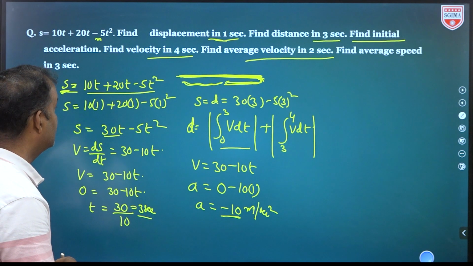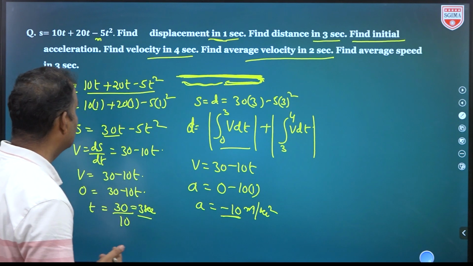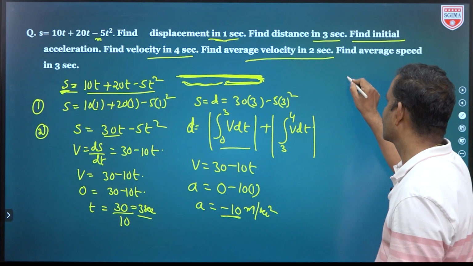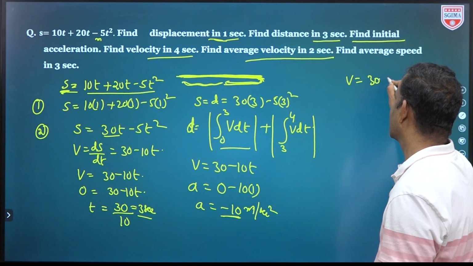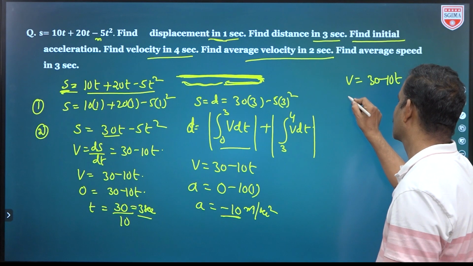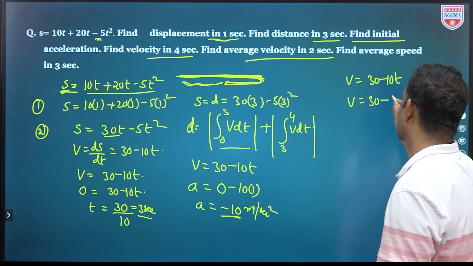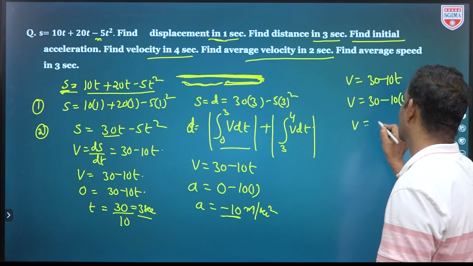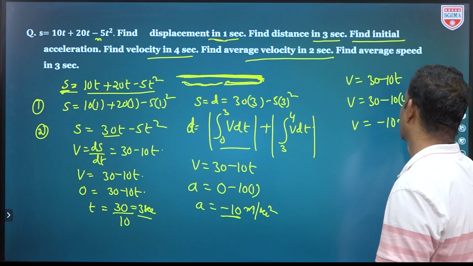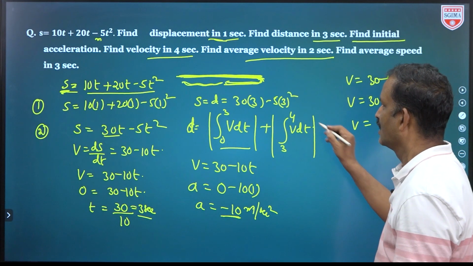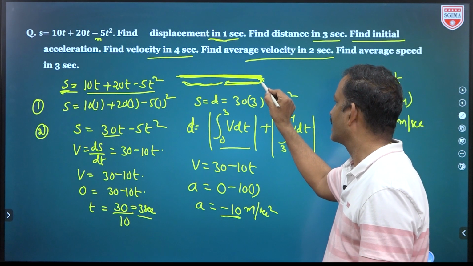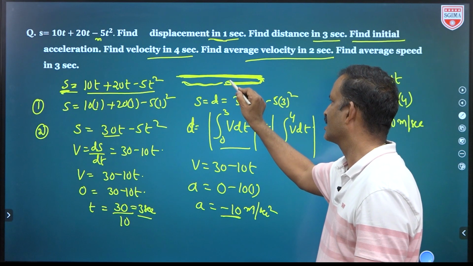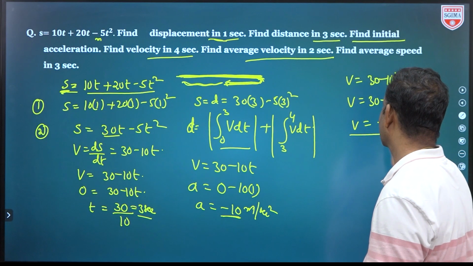Find the velocity in 4 seconds. Velocity in 4 seconds means differentiation of displacement. Velocity I got is 30 minus 10t. So velocity is 30 minus 10 into 4, so velocity is equal to minus 10. That means after 3 seconds, in 1 more second it returned back. That's why we got the minus sign.